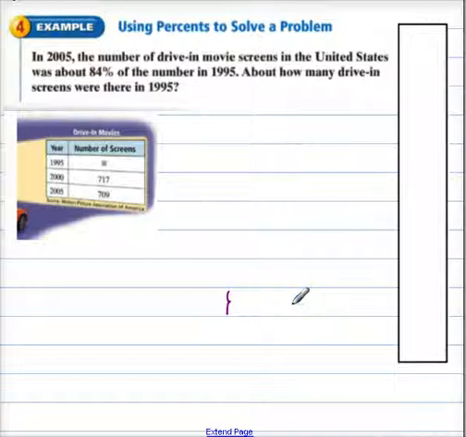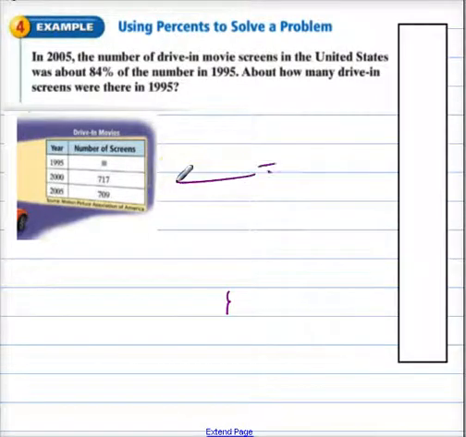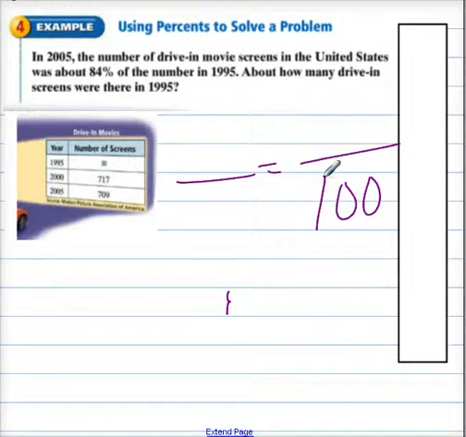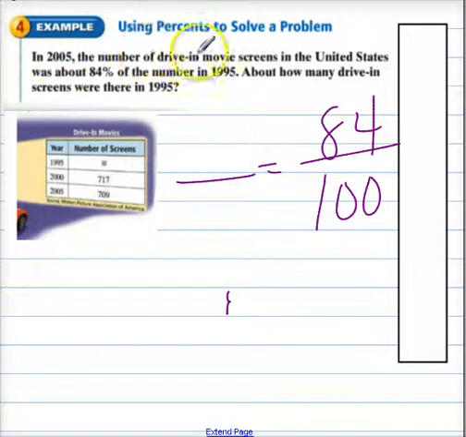Okay, now we're going to do an example with a real-life problem. In 2005, the number of drive-in movie screens in the United States was about 84% of the number in 1995. About how many drive-in screens were there in 1995? Okay, so this is a percent problem, so I have my proportion, and 100 is always on the bottom. They gave us the percent, 84%, so I put that over 100.